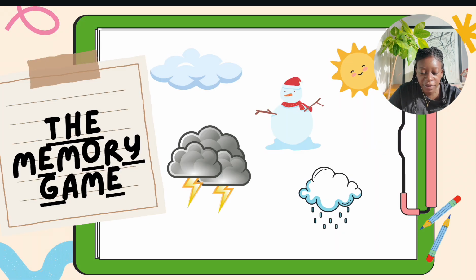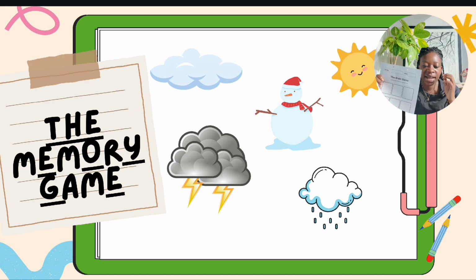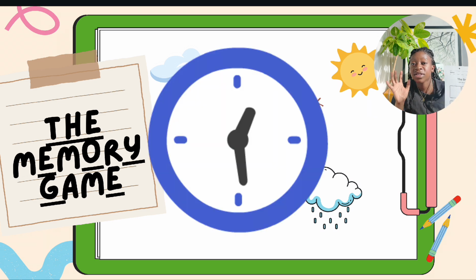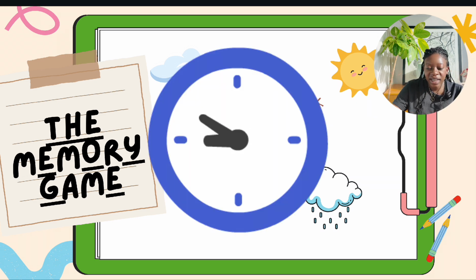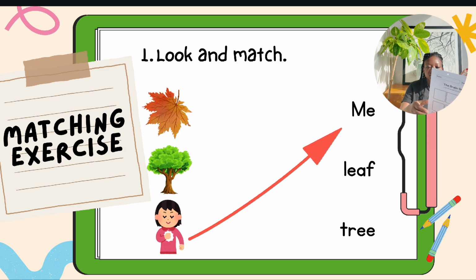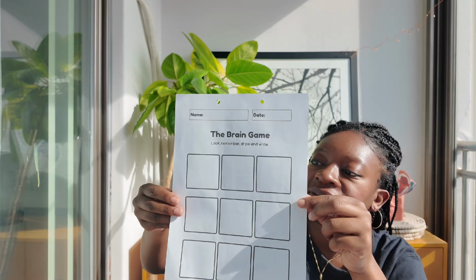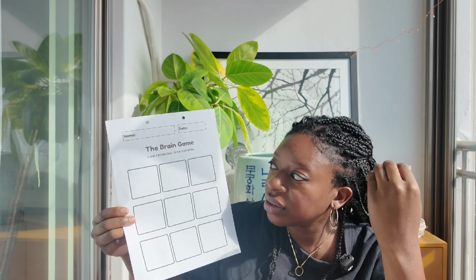One that you might not be familiar with is the memory game. In my case, I call it the brain game. Usually what I do is I give my students 30 seconds to look at the screen, look at the pictures, and see if they can remember as many as possible. After 30 seconds, I remove the pictures, and then the students have to draw or write down what they remember.